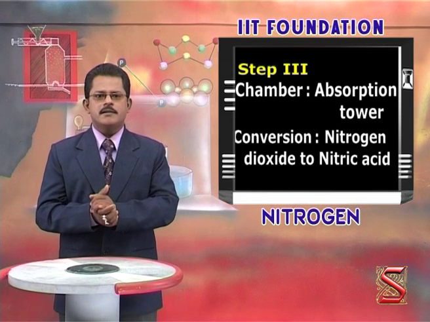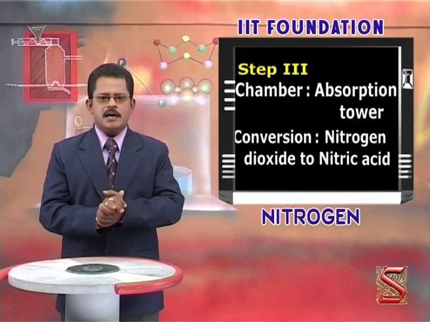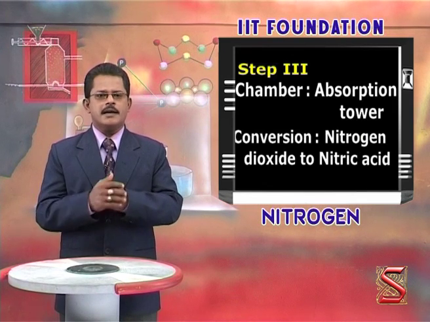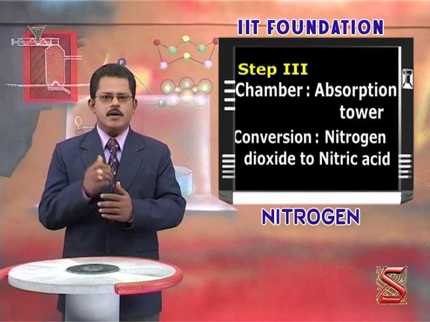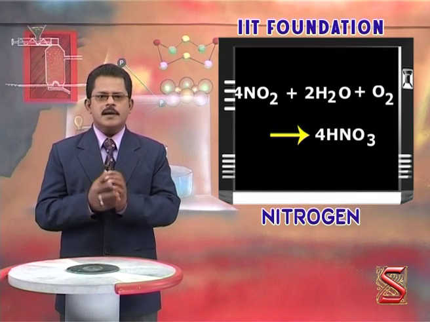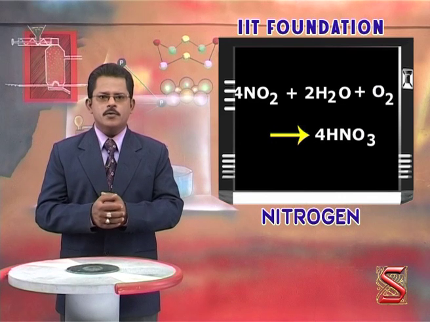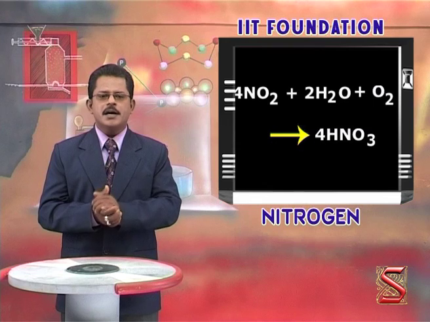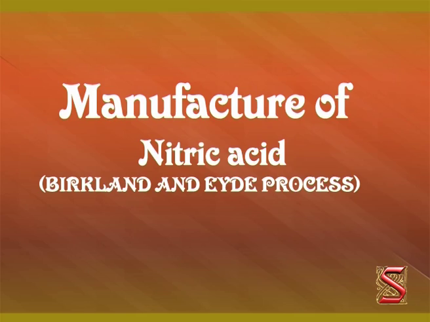Step 3, the chamber is the absorption tower. Conversion: nitrogen dioxide to nitric acid by absorption in water in the presence of air. 4NO2 plus 2H2O plus O2 gives rise to 4HNO3. Temperature: ordinary temperatures.